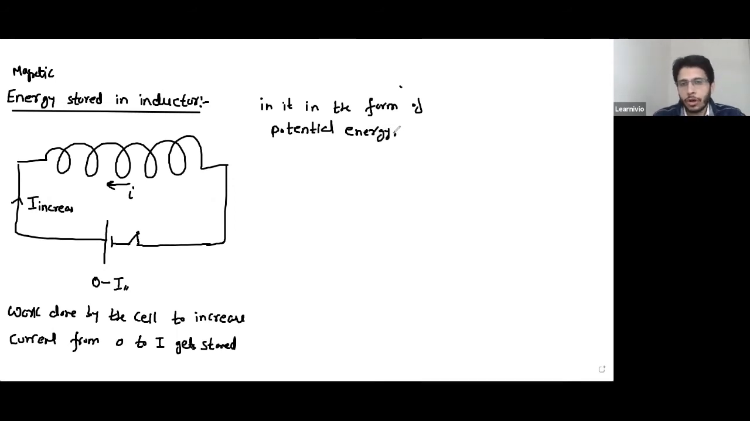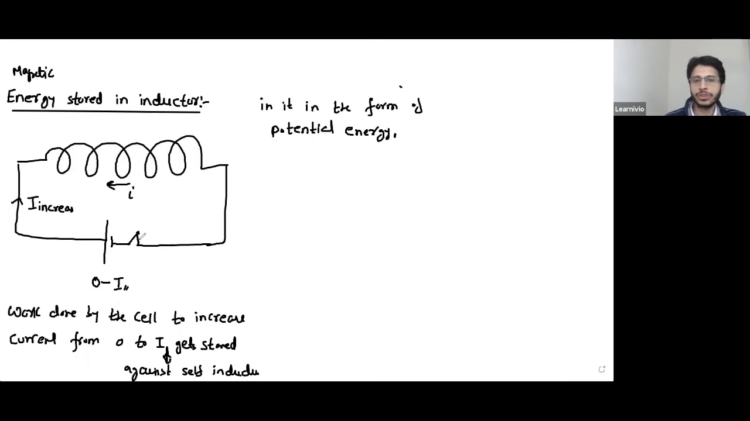So whatever work this cell does, that work then gets stored in the inductor in the form of potential energy. This is it. So you just have to calculate the work done by the cell to increase current from 0 to I against self-induction, which gets stored in the system in the form of potential energy. That energy we have to calculate.